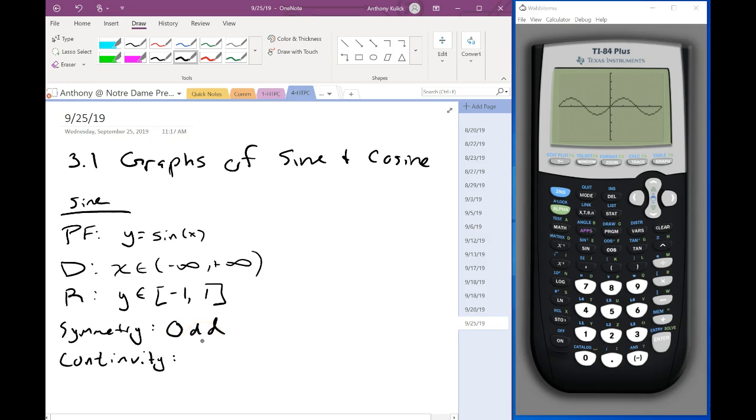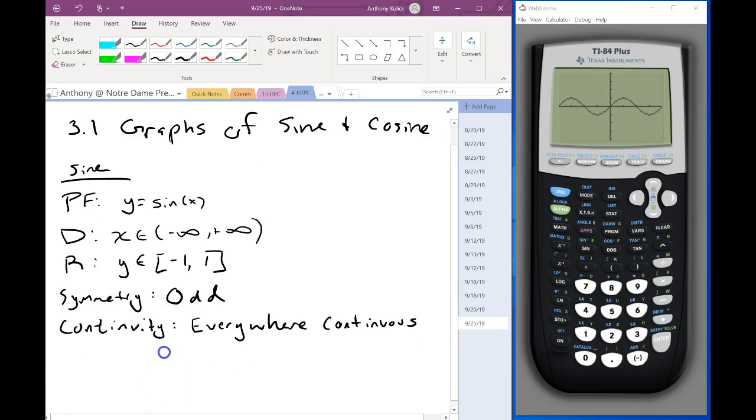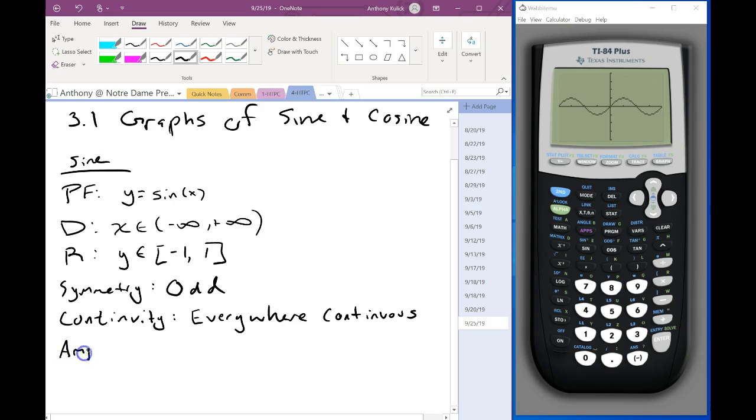Again, if I look here, I see no discontinuity, right? There's no vertical asymptote. There's no jump discontinuity. There's no removable discontinuity. So I'm just going to say that this is everywhere continuous. And then I'm going to list 3 or 4 other attributes. We'll define what we mean by these in just a moment.